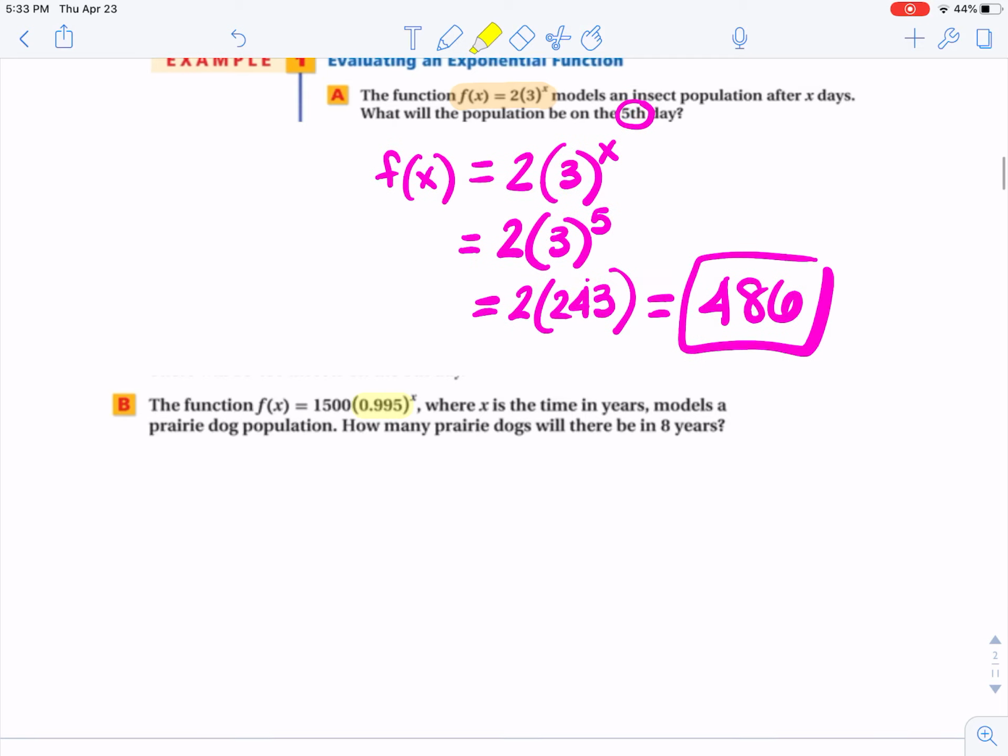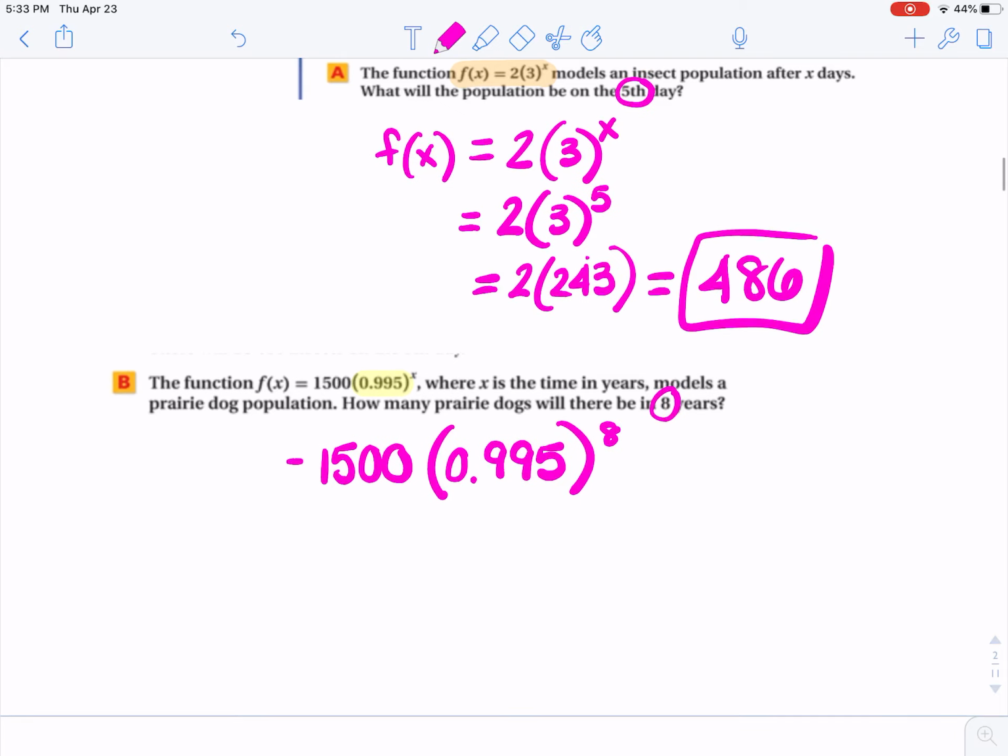So the starting value is 1500. Okay. Now, the decreasing amount is 0.995. That's the common ratio. And they want to know after 8 years. Now, when you go to type this in your calculator, you get a decimal. I'll do it with you. 1500. Go ahead and start typing it in. Make sure that you know how to type this in your calculator. Now, I get a decimal.